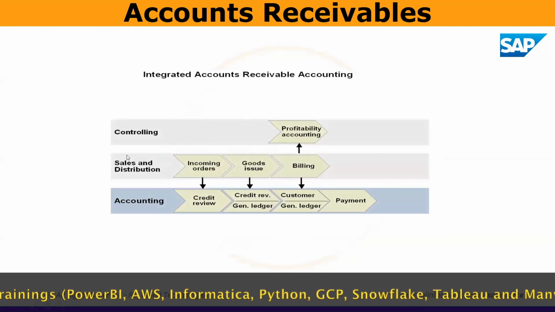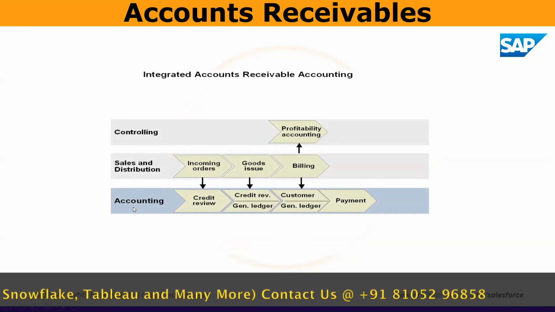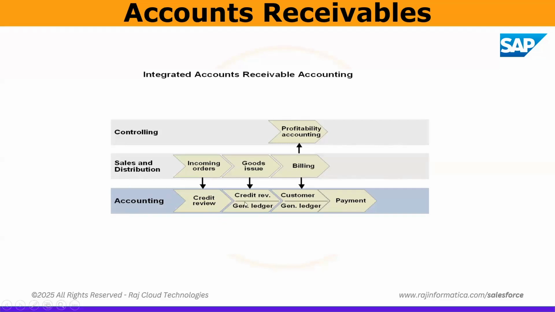Now, when we talk about account receivable, this is the integrated process, how it looks. So in accounting, we have credit review. In SD, we have an incoming sales order wherein we have to do credit review. For the sales order, there is no accounting entry. When we try to post the delivery of material, then your accounting entry will get posted automatically for cost of goods sold to stock of finished goods.